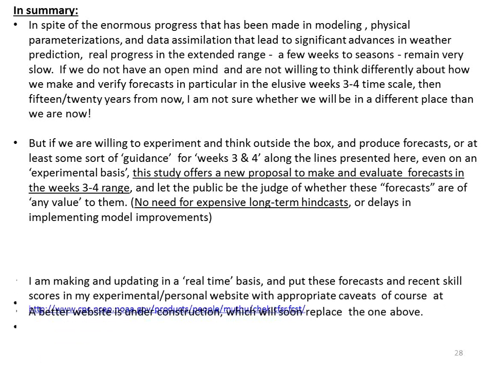I am working on updating on a real-time basis and putting these forecasts and the skill scores, how the skill scores have been this past summer, this past winter. Continuously, I've been doing that on my website. And there's a better website under construction because I do this for fun.